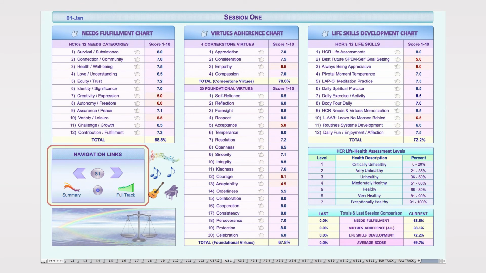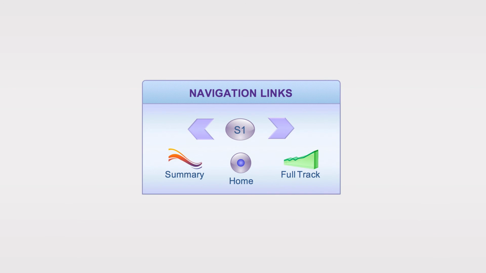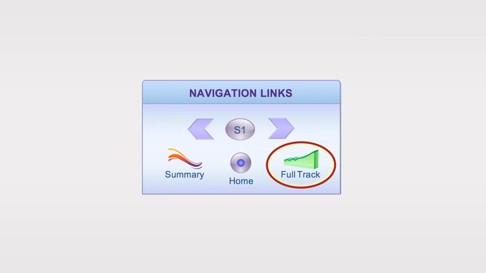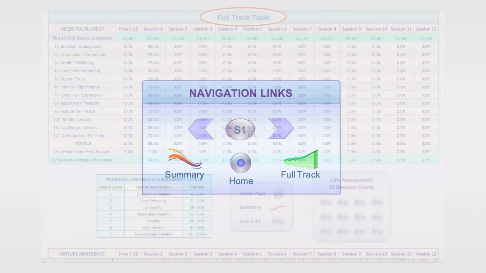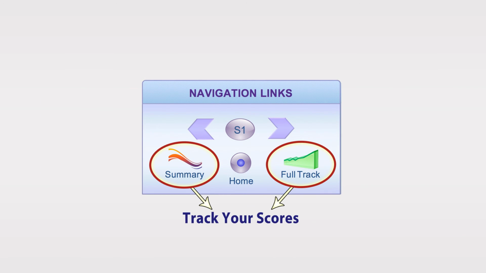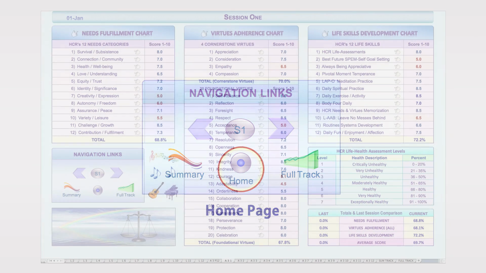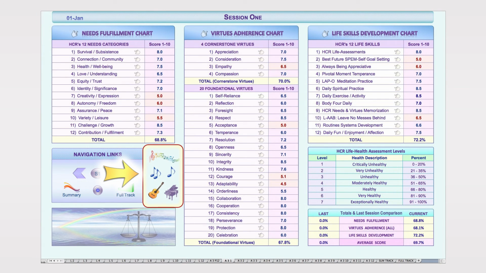Now we'll take a look at the navigation panel. The right arrow takes you to the next 3-chart session, the left arrow to the previous session. The summary icon will take you to the summary table, and the full track icon to the full track table. And these 2 pages track your scores for all 12 sessions. This button is the homepage link. Every page in the PLA contains this homepage button. Each of the icons in this group contains a link to relaxing music.